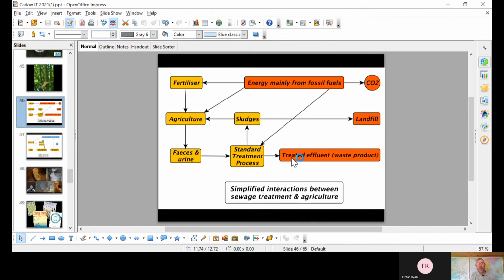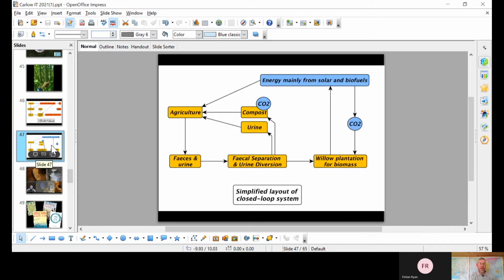But there's quite a lot of treated effluent that leaves as a waste product, which goes to rivers or seas. And a certain amount of the sludges will go to landfill, toxic elements in particular. So there's a bit of a loop here. It's not the most efficient way to do the whole thing. We're losing a certain amount of carbon as we do so, and we're using a lot of energy for that whole process.